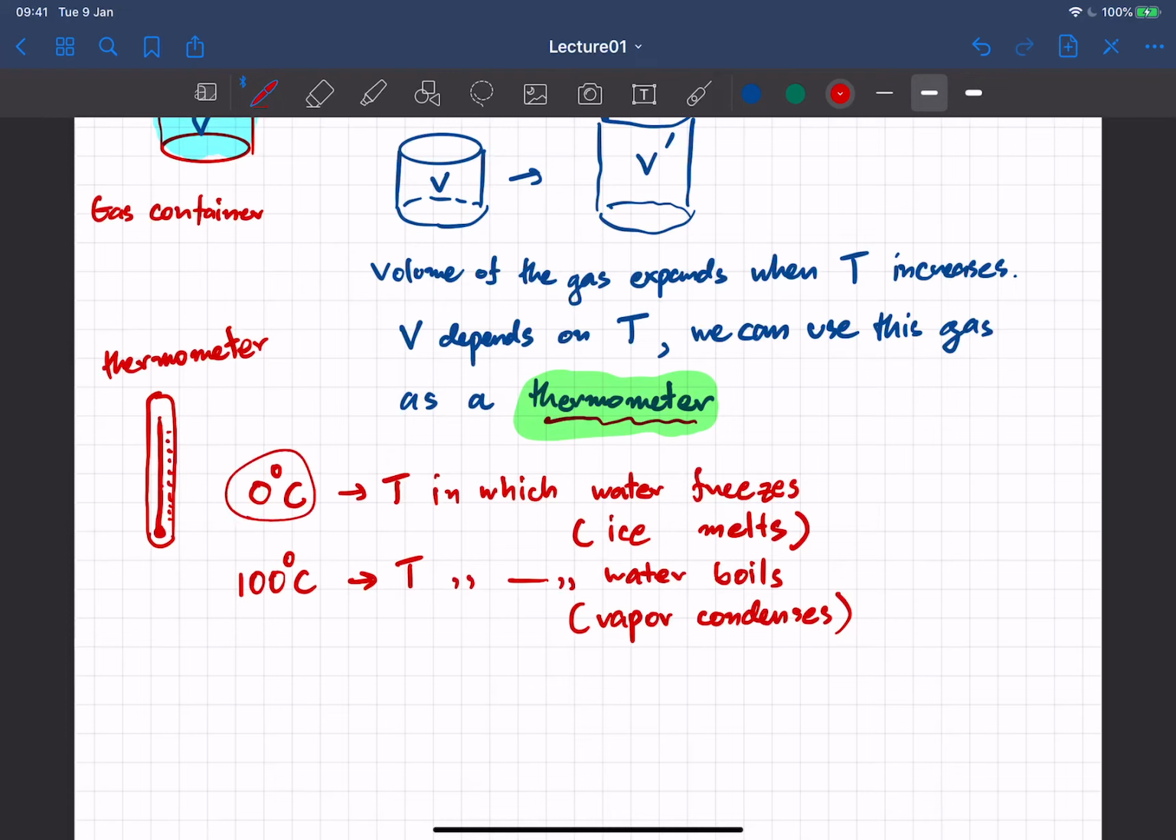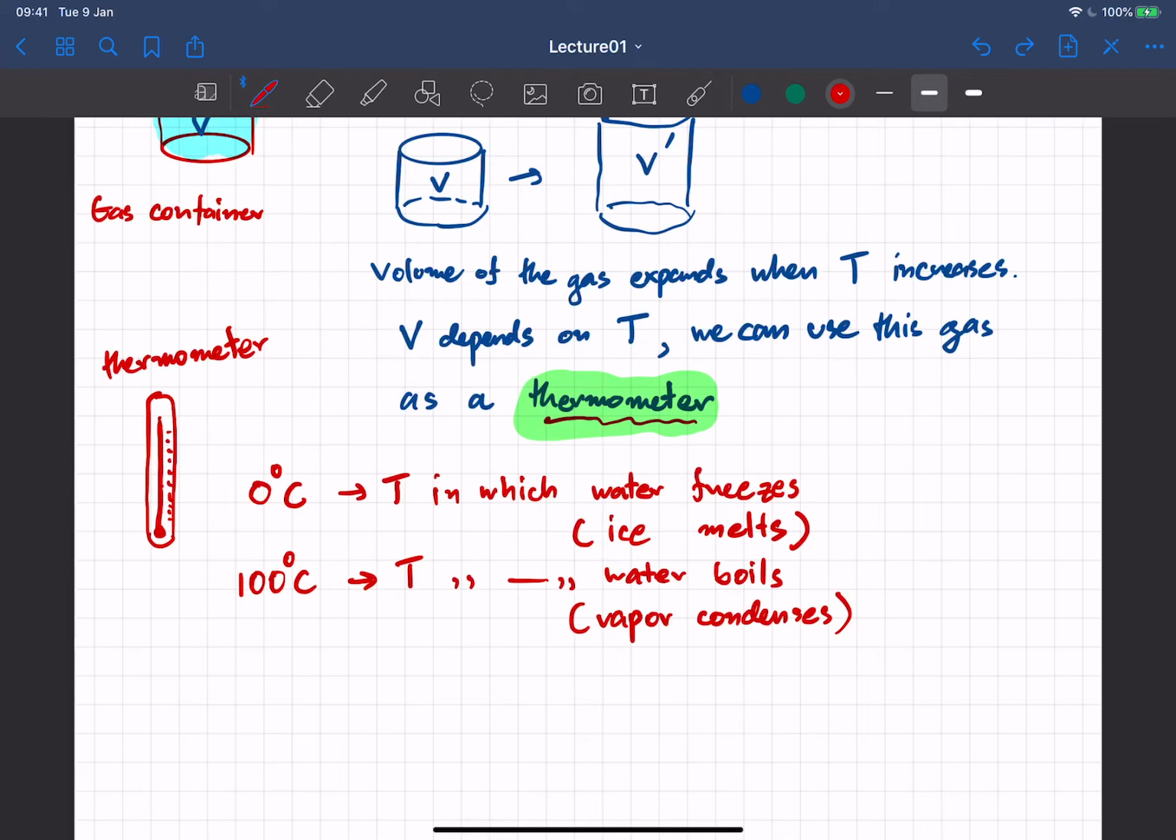Okay, so 0 degrees is when water freezes, and 100 is when water boils, right? And then from these two, we just say, okay, let's just divide this into 100 degrees. So that's how people got 0 degrees Celsius to 100 degrees Celsius. It's from this seemingly arbitrary definition, but it's something that we use.